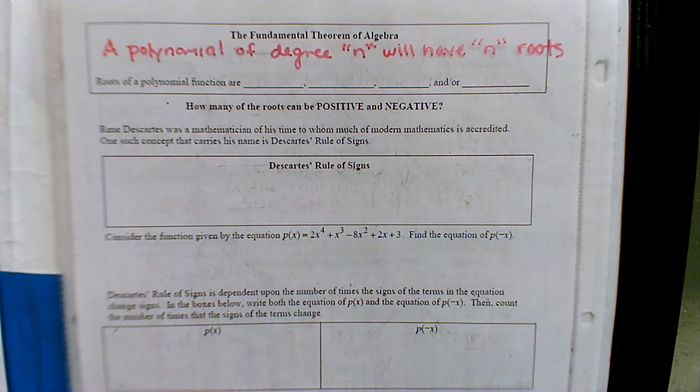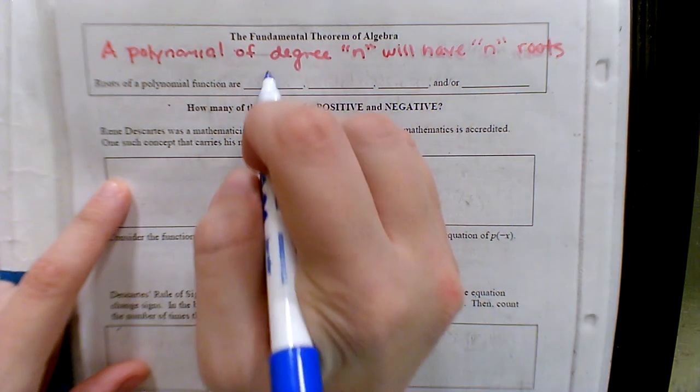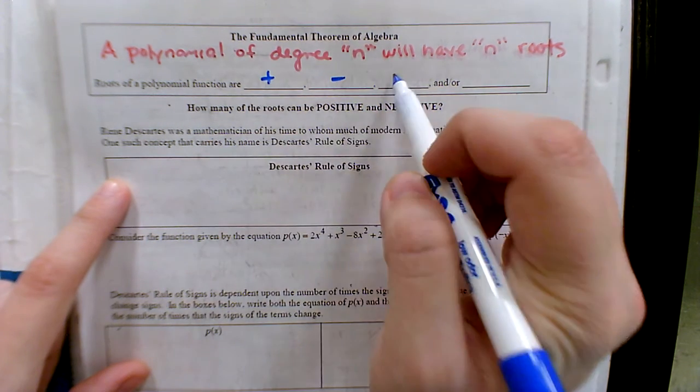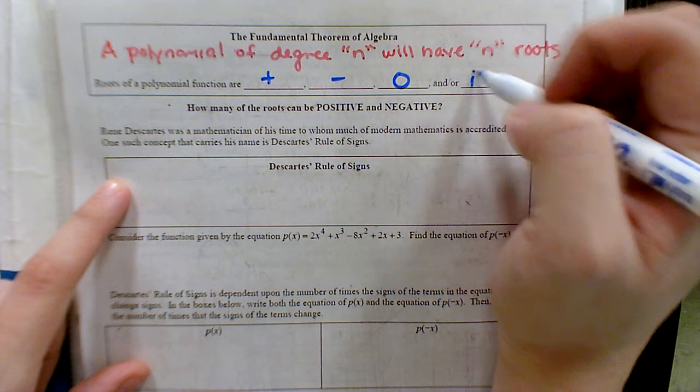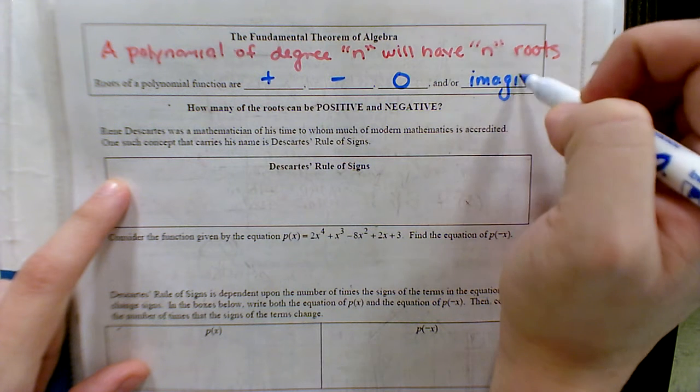Seems basic, but yet it took us this long to actually get to talk about it. You didn't talk about this in pre-algebra, algebra 1, algebra 2, geometry, anything like that. All right. So the roots could be, like I said, positive, negative, 0, or imaginary.